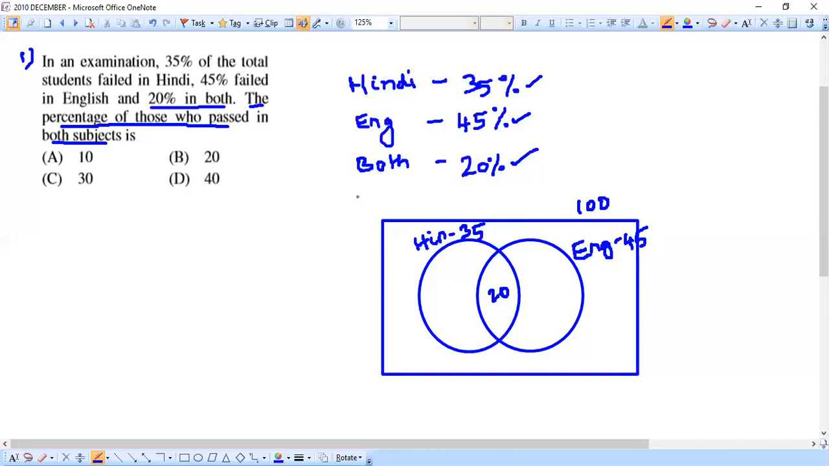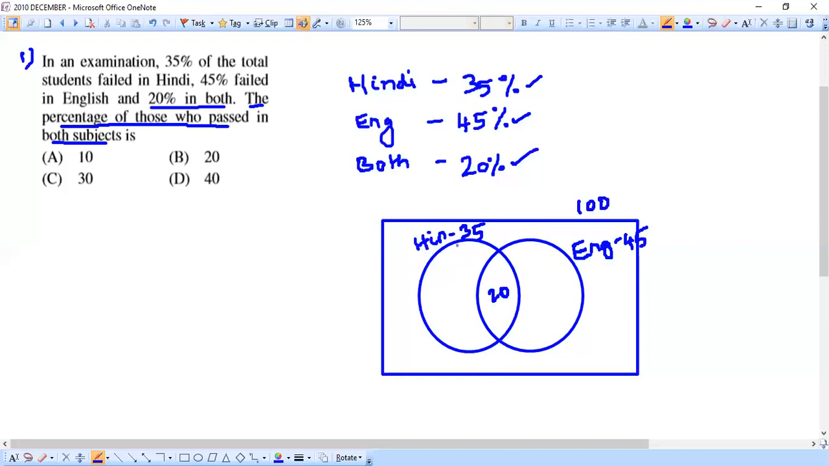How can we find what percentage of the students passed in both subjects? How can we find that? See here, we have this left hand side circle representing Hindi failures, and the right hand side circle representing English failures.